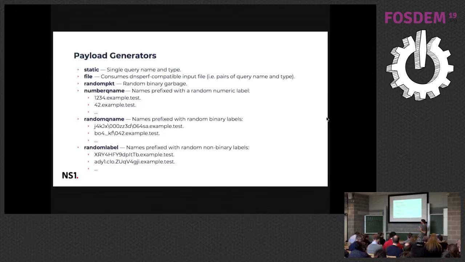And then random label, which most of the people in DNS know. Two years ago, the Mirai attacks were essentially this, random prefix attacks for some domains. So we can simulate this with this payload generator as well.